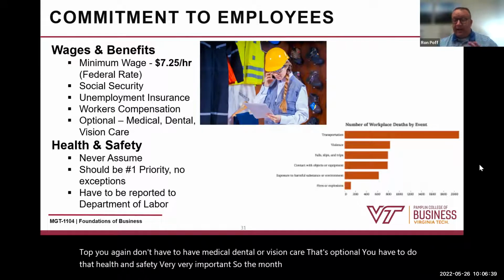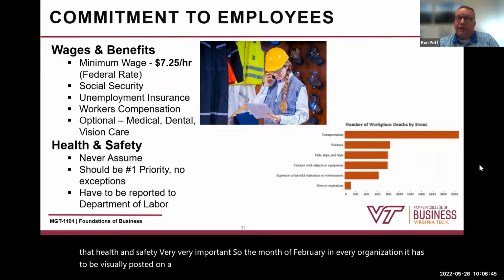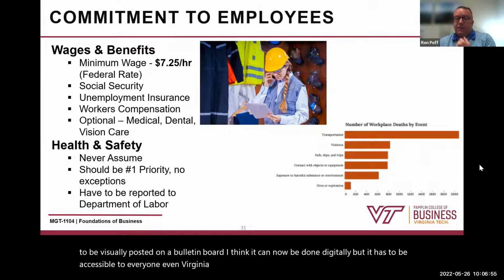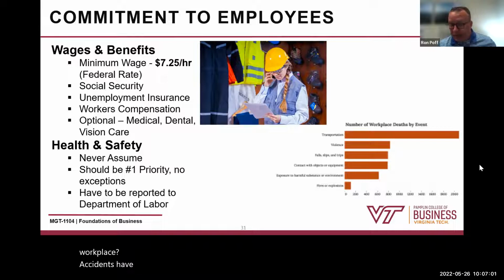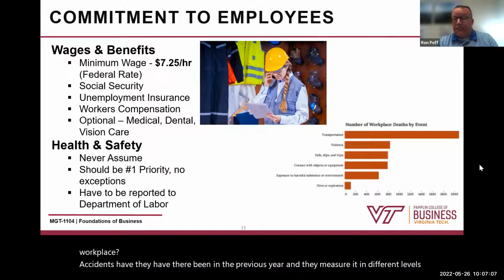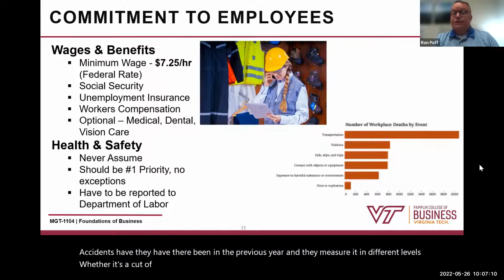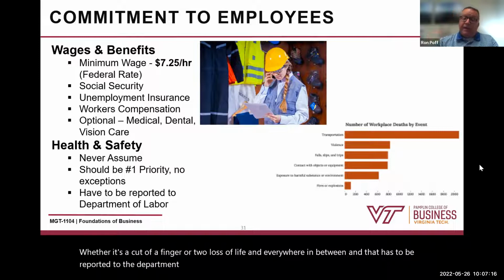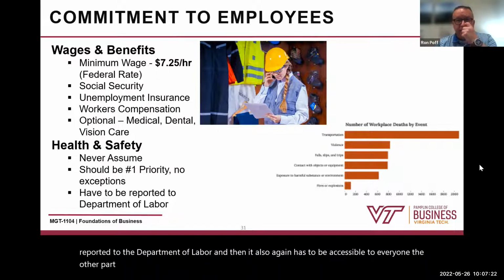So the month of February in every organization, it has to be visually posted on a bulletin board. I think it can now be done digitally, but it has to be accessible to everyone. Even Virginia Tech practices this, but it basically is how many workplace accidents there have been in the previous year, and they measure it in different levels, whether it's a cut of a finger to loss of life and everywhere in between, and that has to be reported to the Department of Labor, and then it also again has to be accessible to everyone.